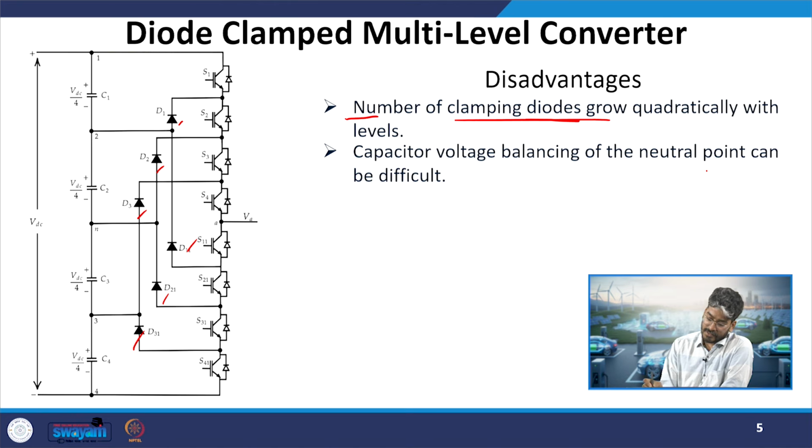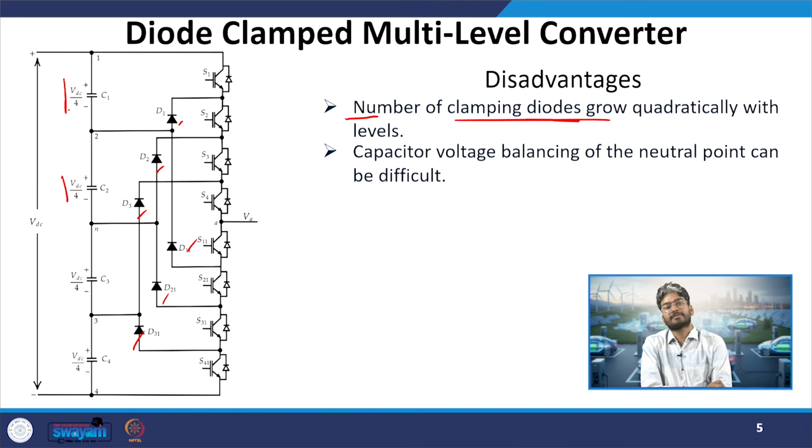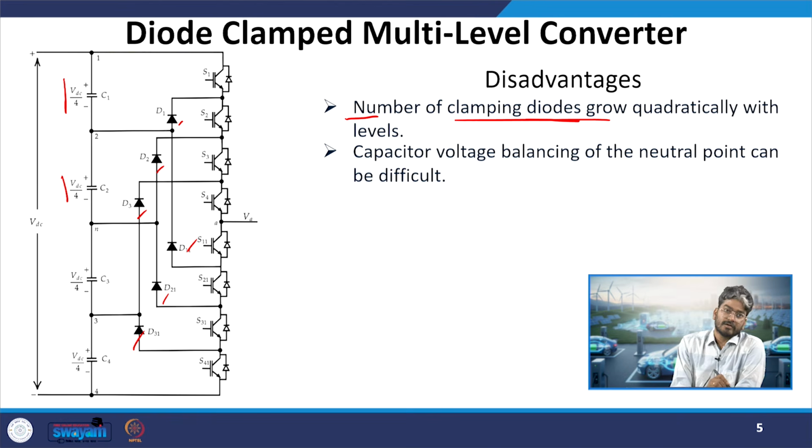Capacitor voltage balancing is difficult. In our analysis, we got the intermediate steps, that is plus or minus VDC by 4, and the peak values at plus and minus VDC by 2. Those are dependent on the capacitor voltage. Suppose this capacitor is not charged to VDC by 4 and has some other voltage. We will get some other voltage, because this point will be connected to the output, and whatever is the voltage across C2 will be applied across it.